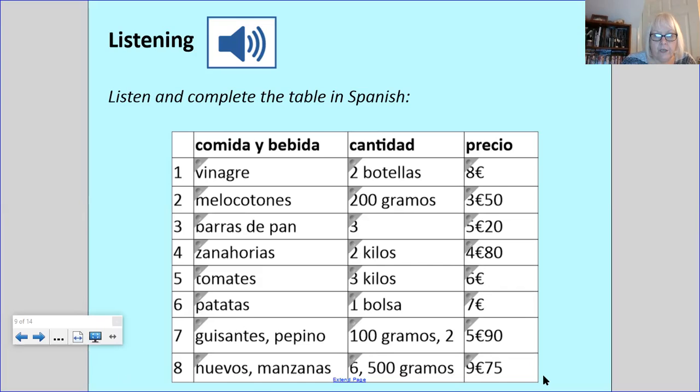Okay, so check your work. Work out what did you not hear, the quantity? Did you get the price wrong? Did you forget what the items were? You should be able to translate all those as well. When you've corrected that and you're ready to move on, then here we go.